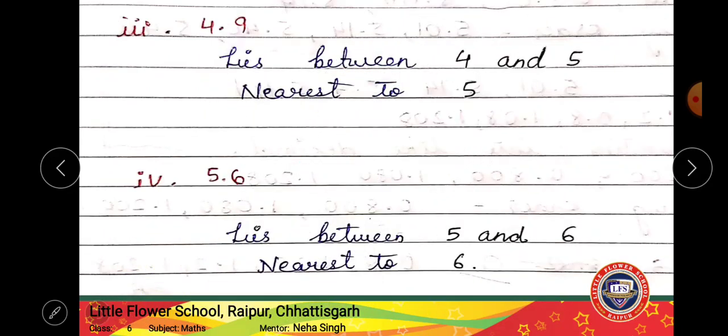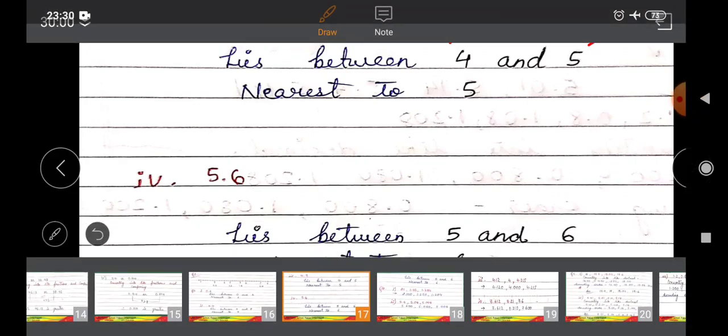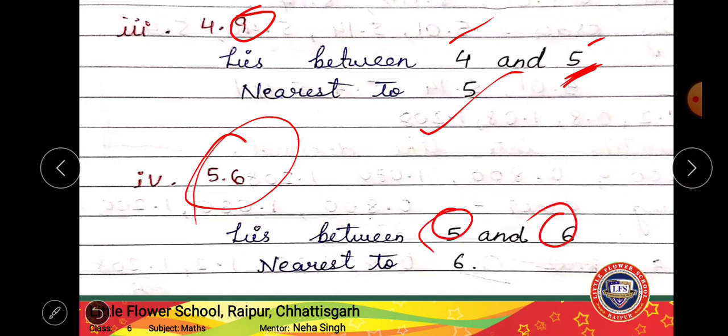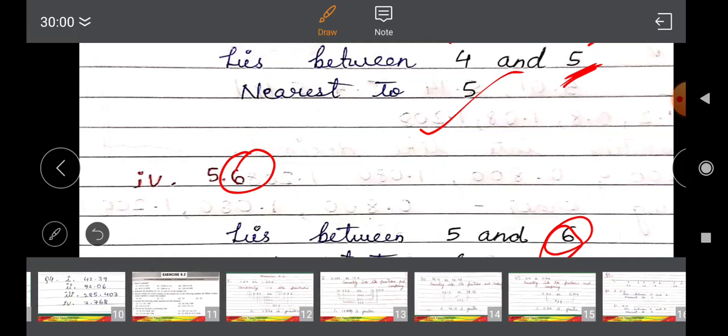Similarly 4.9 will lie between 4 and 5, right? Now 4.99 is greater than 4.5, which means it will be nearer to the second number, that is 5. Then 5.6 will lie between 5 and 6. This decimal is greater than 5.5, so it will lie with the greater number, it will be nearer to the greater number or the second number, that is 6, right? So this finishes the third question.